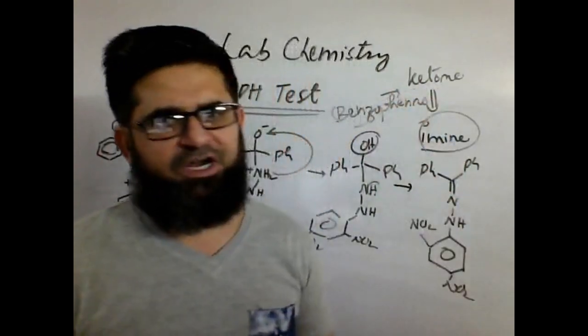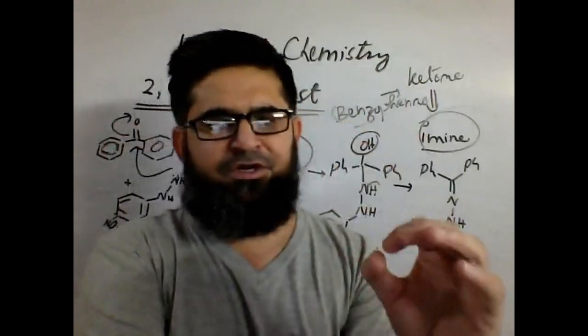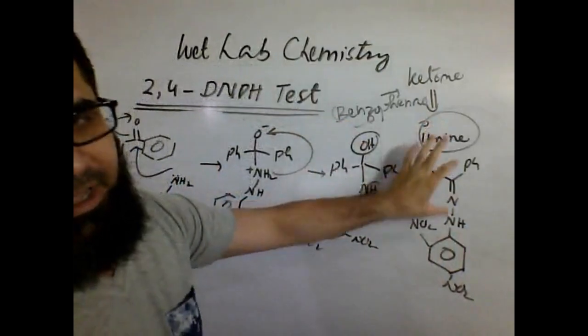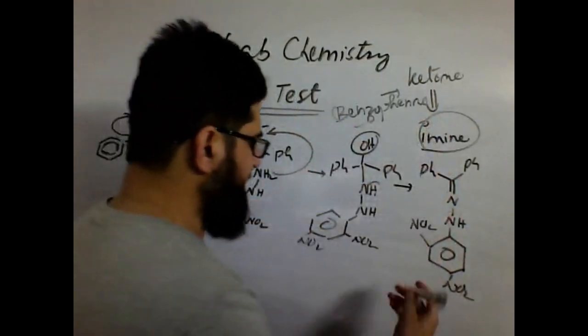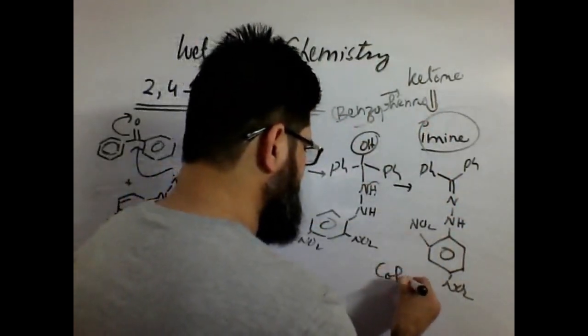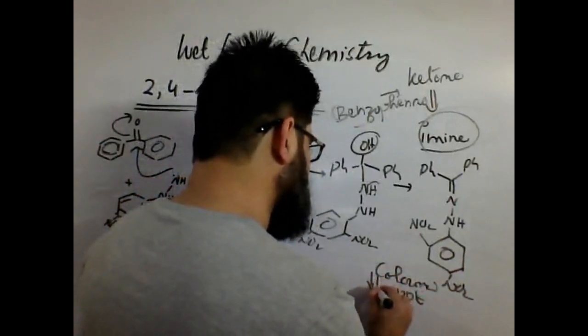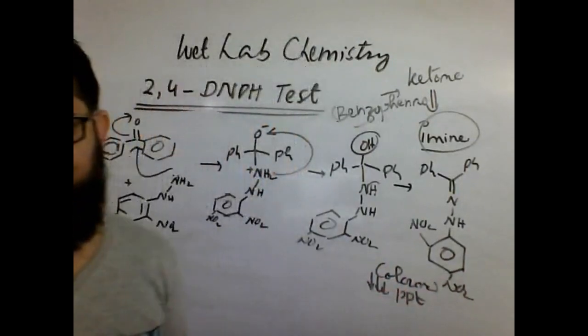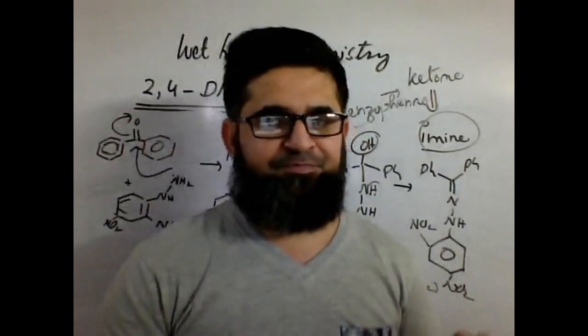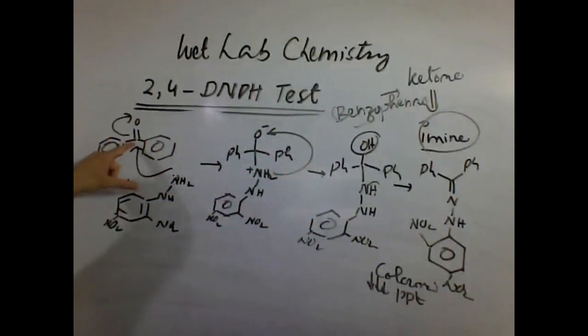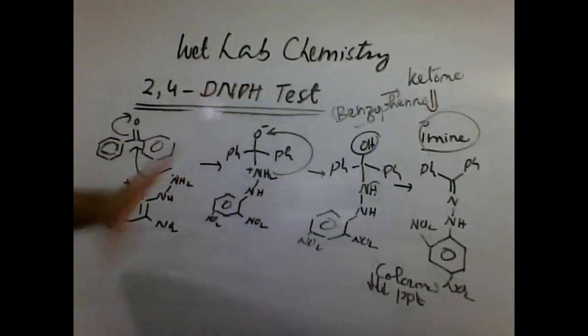So if you start from an aldehyde or a ketone, the product is supposed to be an imine, and imines are colored precipitates, orange-colored precipitates, and they settle down at the bottom of the tubes. The appearance of the imine precipitates represents that your starting compound was some sort of an aldehyde or a ketone, because as part of the test we have added 2,4-DNPH.